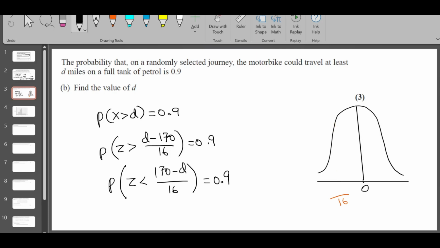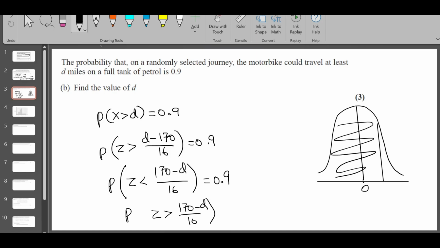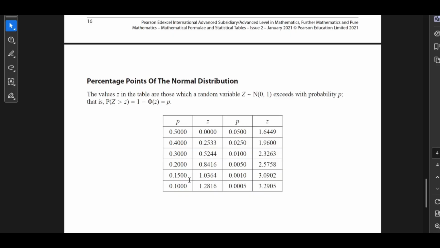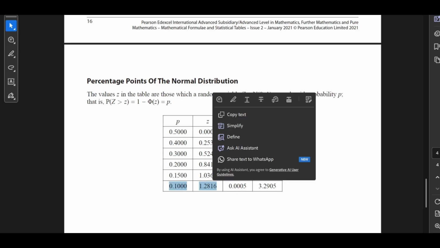Now forget about this one. We have taken a positive number here and the area on the left hand side is 0.9. So definitely the area on the right hand side is 1 minus 0.9, which is 0.1. Why are we doing this? Because there is no 0.9 in the smaller table. We have 0.1. So let's look at 0.1. 0.1 is here. The corresponding value is 1.2816.